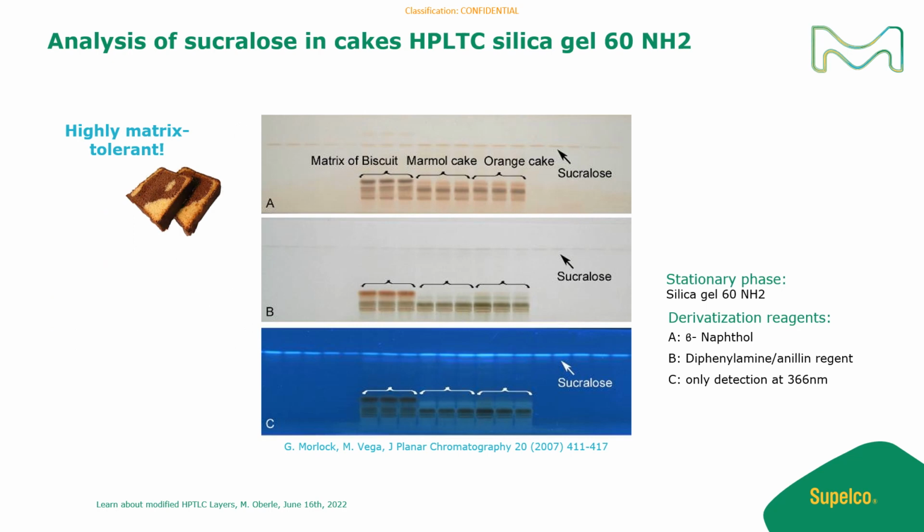An example of such a separation is shown on the next slide. Here, samples from cakes and biscuits are shown, and the sucralose is separated out of this high sugar matrix. With staining reagents, and also with the thermal reaction with the plate, the sugars can be detected.